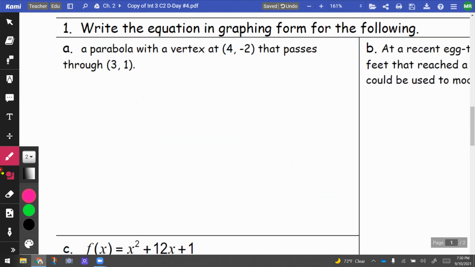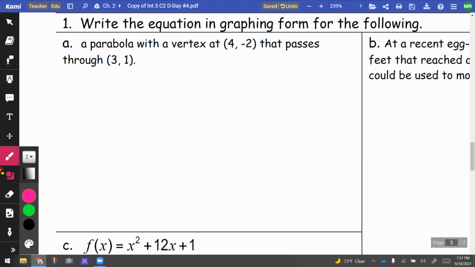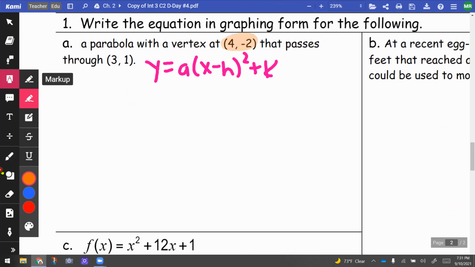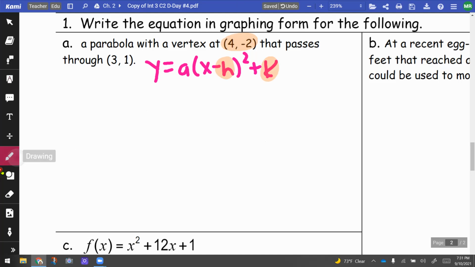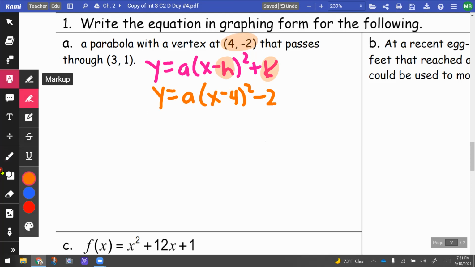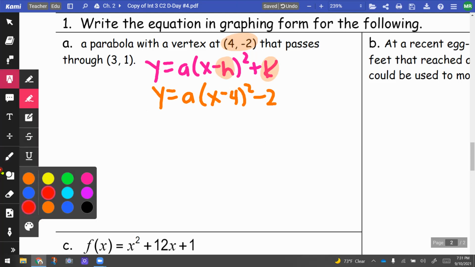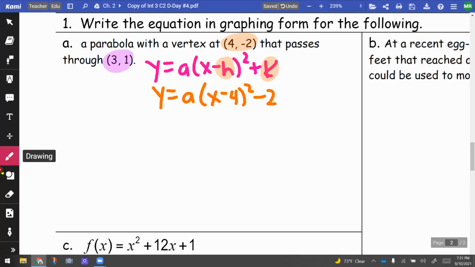Okay, on this back page, so we're going to write an equation. This is a parabola, so we're going to have y equal a times x minus h squared plus k. So this 4, -2 is going to be going in for our h and our k. So we are going to have y equal a times x minus 4 squared minus 2. Then we know that this goes through the point 3, 1. So we're going to put 3, 1 for our x and our y.